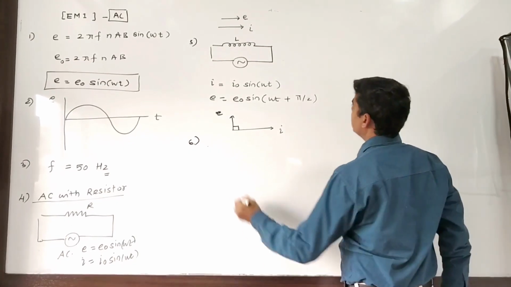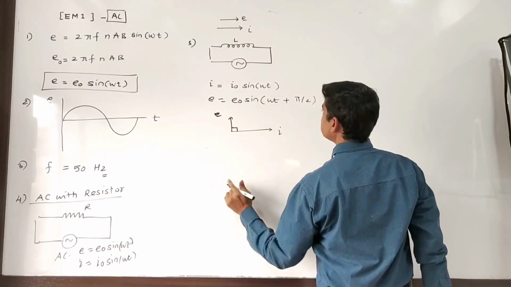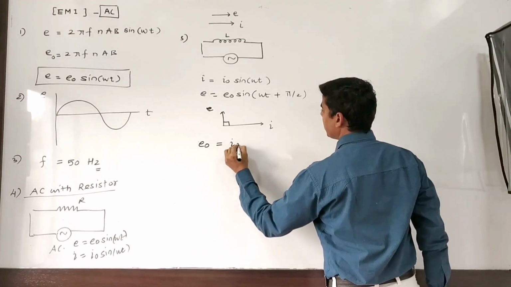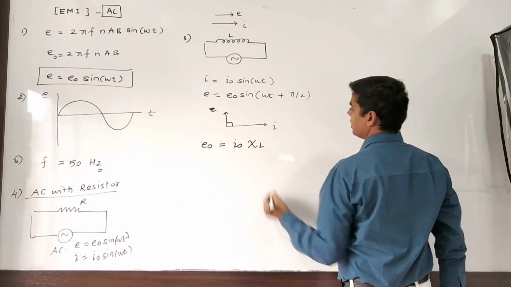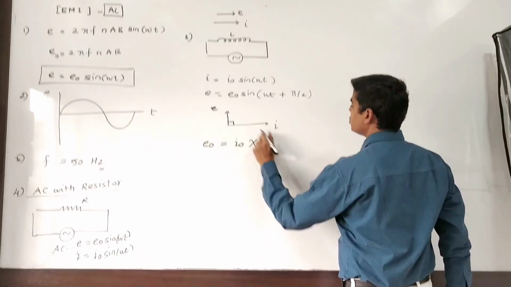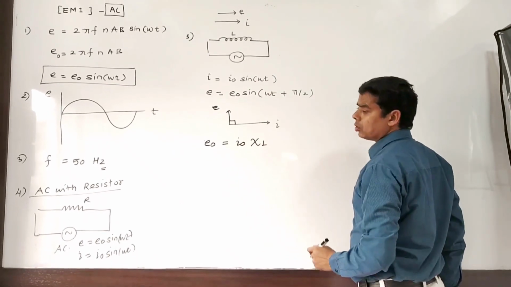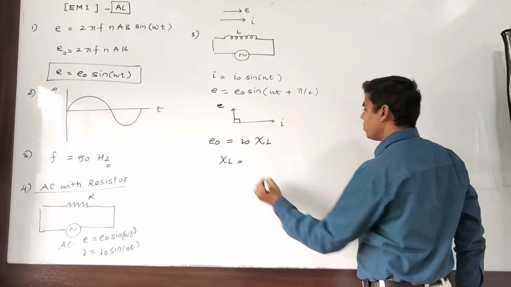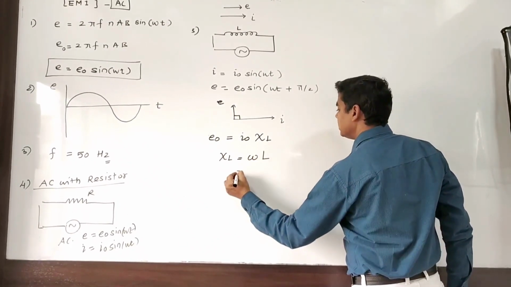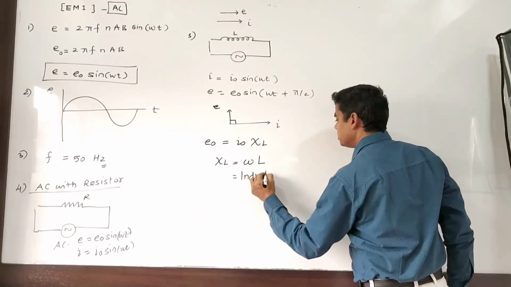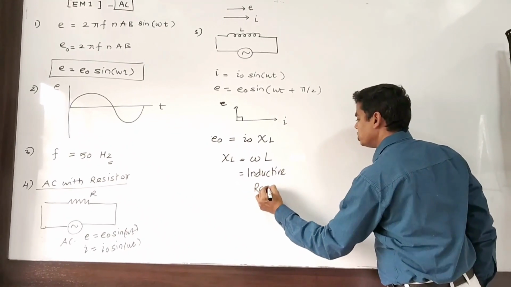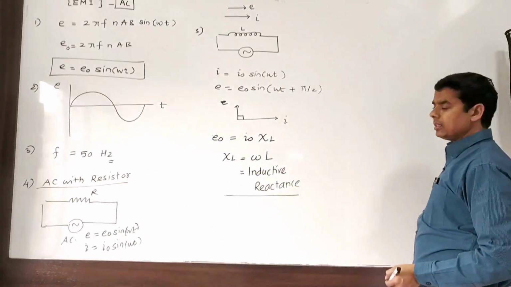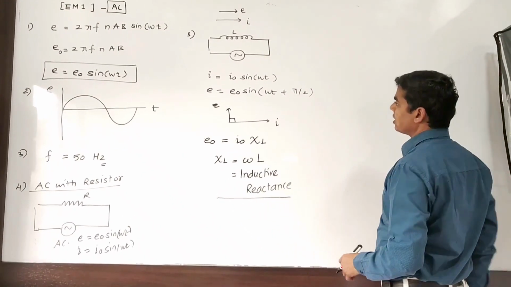Next, again if we consider an inductive circuit, then E0, that is the peak value of EMF, is equal to the peak value of current into XL. This XL is the opposition offered by the inductive circuit to the flow of current, and it is represented by omega L. It is called inductive reactance. This opposition offered by the inductor coil to the flow of current in the circuit is called inductive reactance.